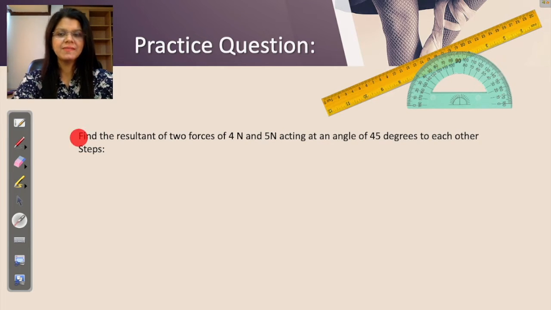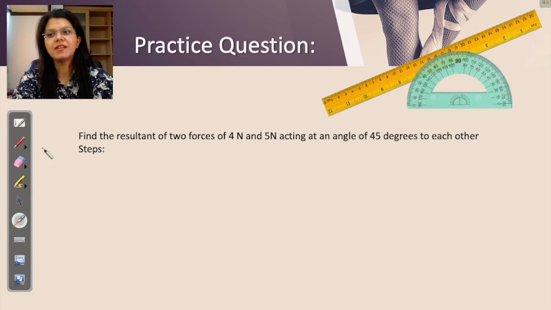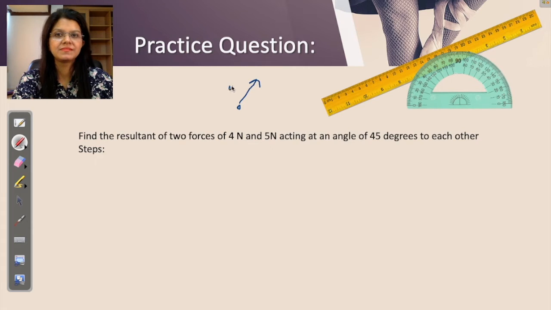So what is the question? Find the resultant of two forces, 4 newtons and 5 newtons, acting at an angle of 45 degrees to each other. So you are given two forces. Let us draw a rough diagram of how the scenario would look. So there are two forces. One is 4 newtons. The other one is 5 newtons, acting at an angle of 45 degrees between them. This is your question.